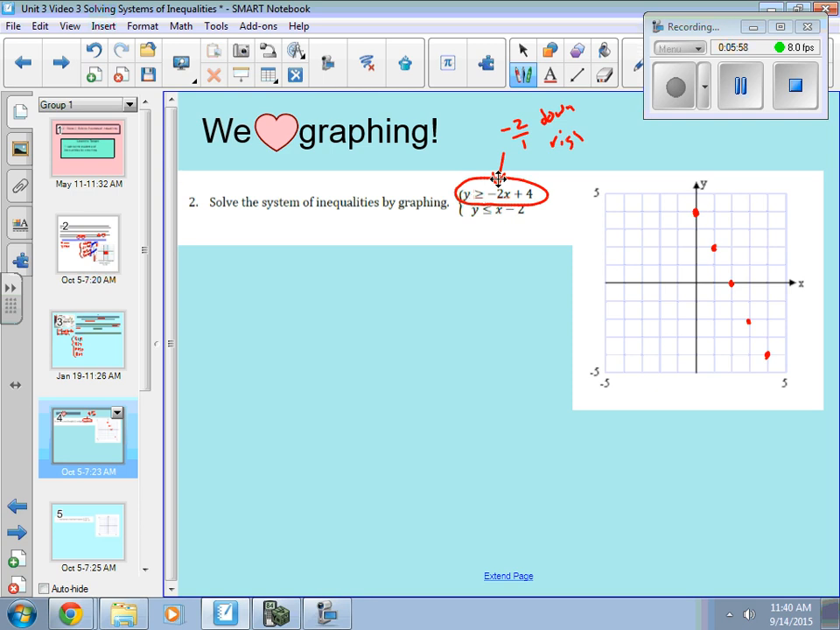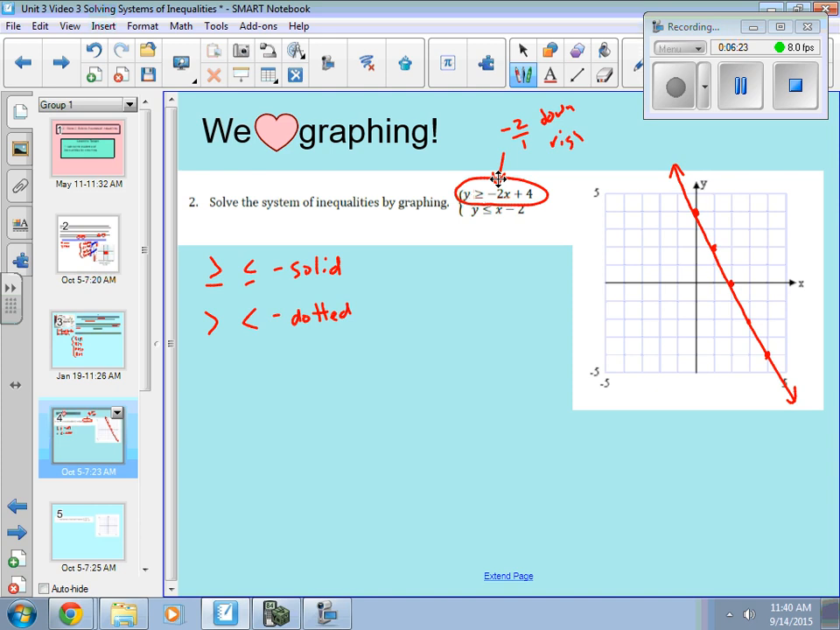Now, remember when you're graphing inequalities, there's 2 types of lines that you want to use. If it's greater than or equal to or less than or equal to, you want to use a solid line. If it's just greater than or less than, then you want to use a dashed or dotted line. So here we should be connecting these with a solid line.